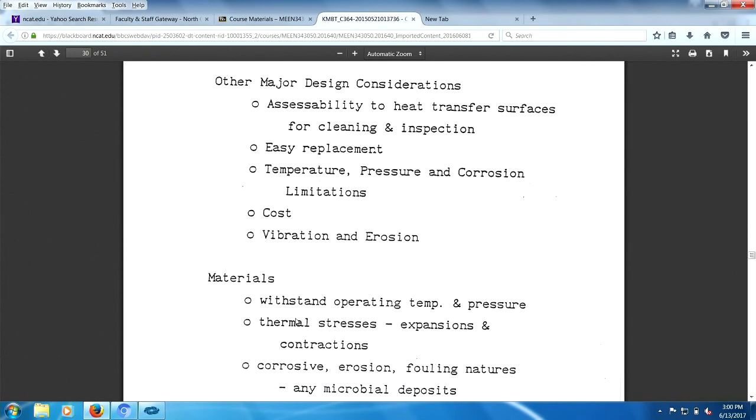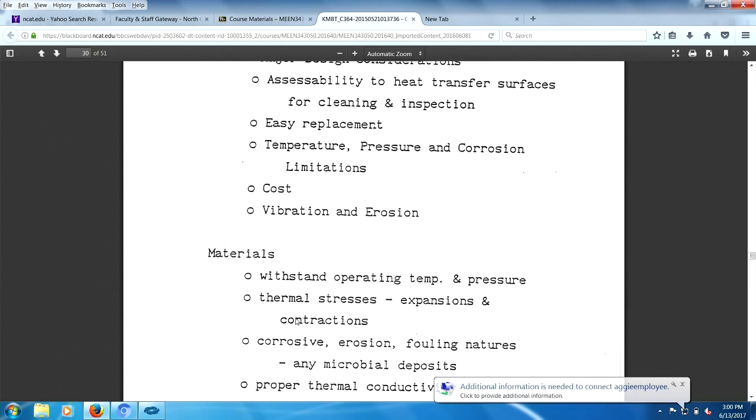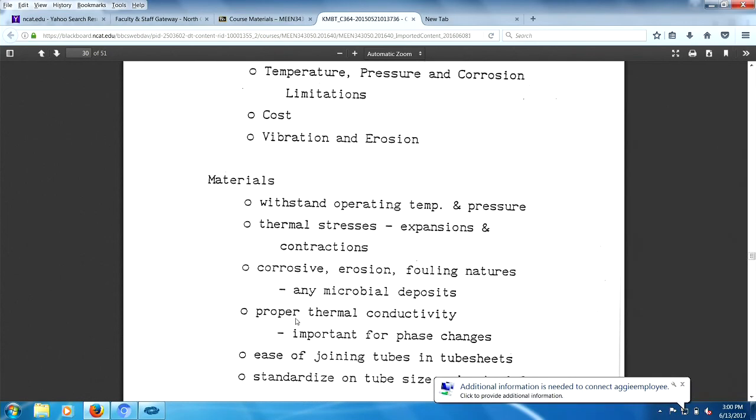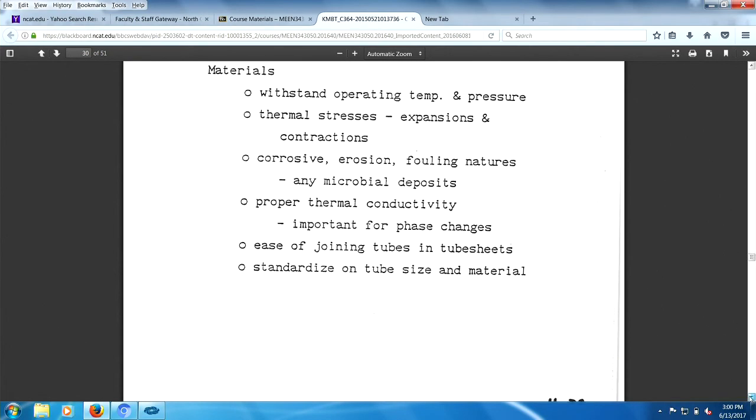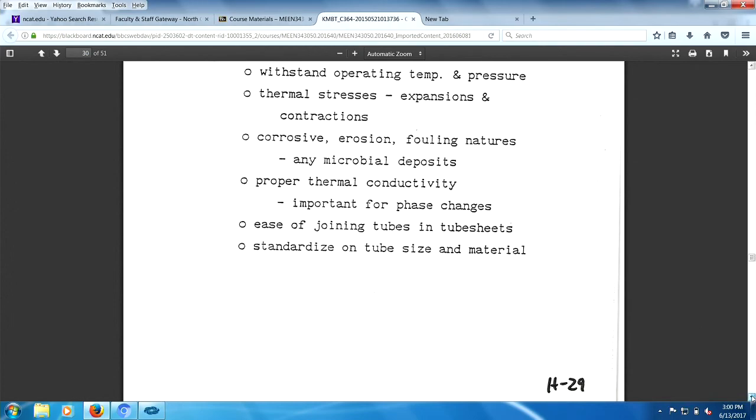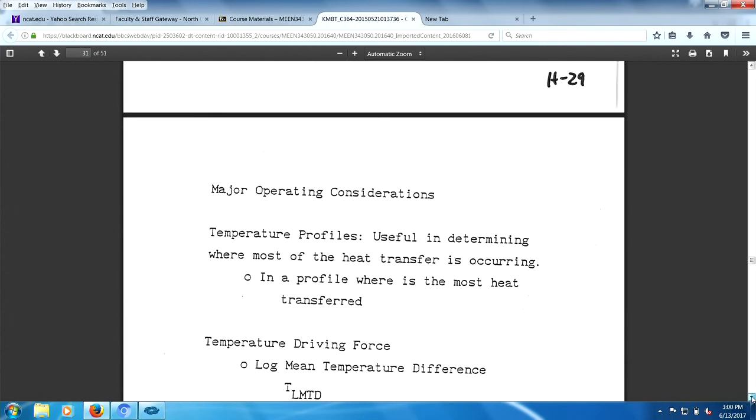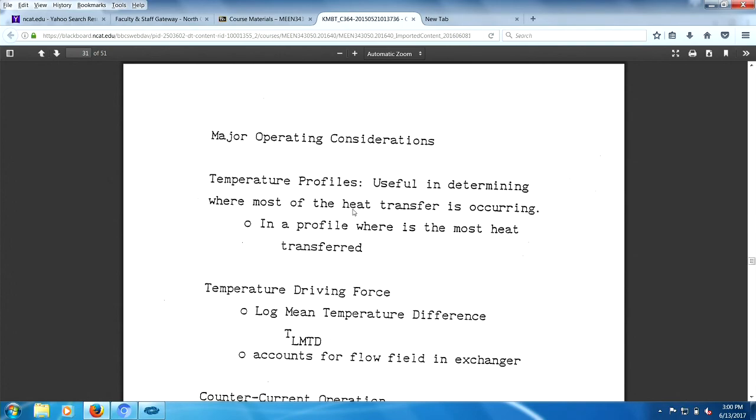Anyway, so we've got to deal with the operating temperatures and pressures, stresses, expansion and contractions, corrosion, erosion, microbial deposits, fouling, ease of joining tubes in the tube sheet. Yeah, that's a biggie right there. Proper thermal conductivity, standardized tubes and materials. Those are some of the considerations, temperature profiles, right?